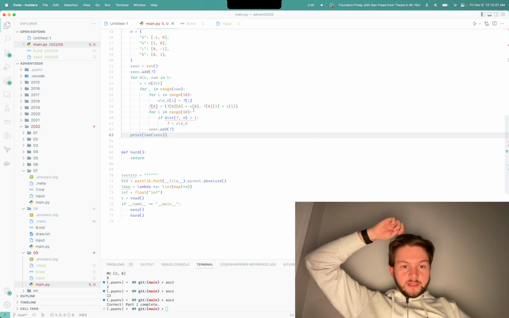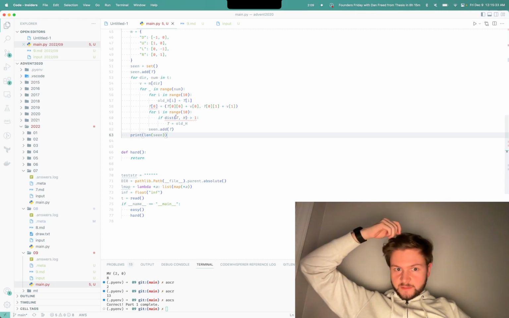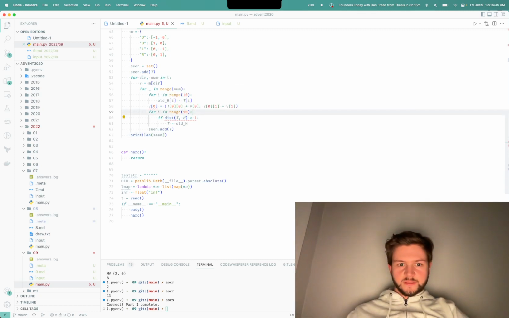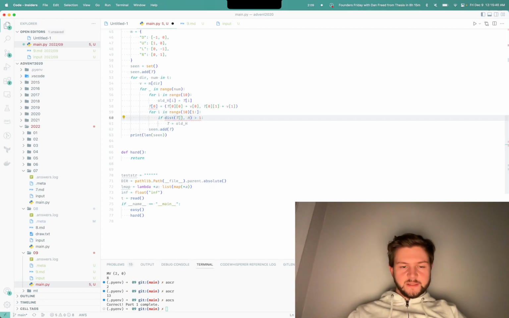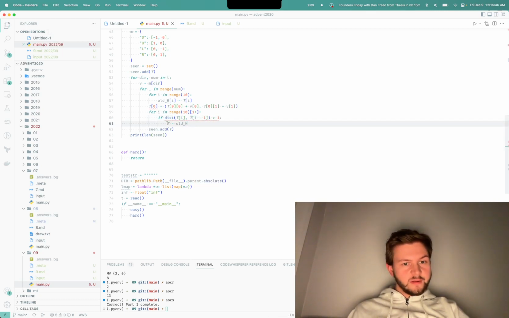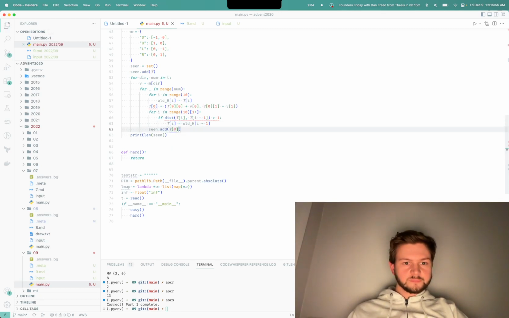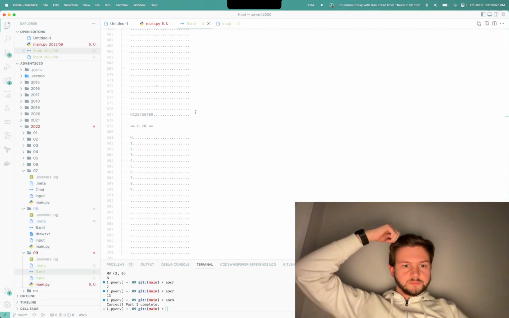So T is 0 for all 10. Old is like deep copy of T. T0 is T0 plus vector 0. Perfect. For all of the i's, if this, no, we skip the first one now. If this, i, i minus 1, greater than 1, T i equals old i minus 1. Seen add T9. Does this work?